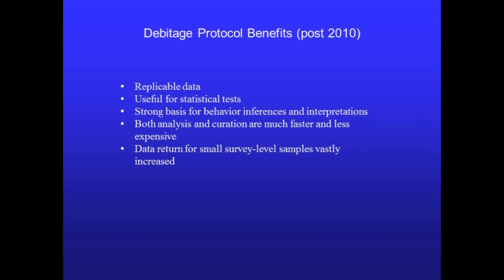So the benefits of our current system were noticed almost immediately. Analysis was much faster, much cheaper. Curation preparation even more so. We're producing reliable data that we can actually use for statistical testing, those of us that still do that sort of thing. The results are replicable. They provide a strong basis for behavioral inferences and for site interpretations. And even for small mixed assemblages from surveys, we can produce useful data in most cases.